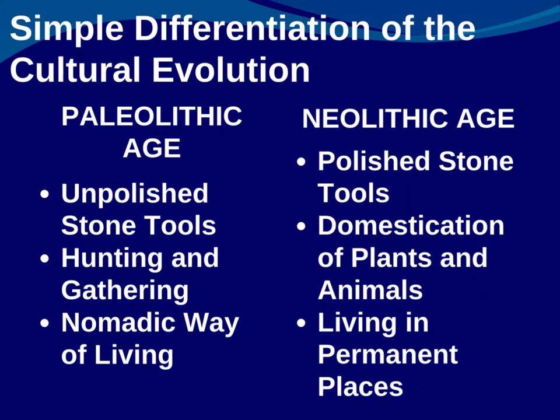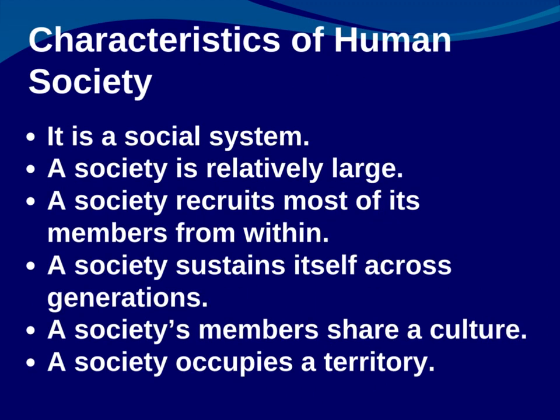To simply differentiate cultural evolution from Paleolithic to Neolithic Age: in the Paleolithic Age, the stone tools were unpolished, while in Neolithic, stone tools were polished already. In Paleolithic, they have a hunting and gathering society, while in Neolithic Age, they domesticated already plants and animals. And in Paleolithic Age, people lived a nomadic way of living, while in Neolithic Age, they lived in permanent places. So therefore, the characteristics of human society is a social system.